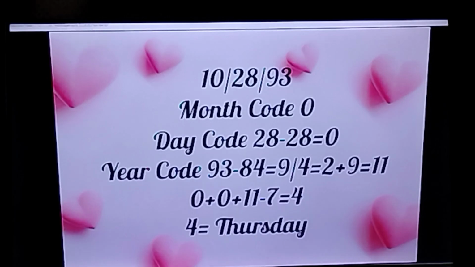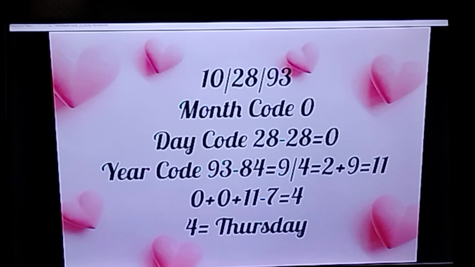Now, what day of the week did October 28th, 1993 fall on? Pause the video, do the math, unpause it, and I'll give you the answer. Okay, if you got Thursday, you got the answer right. The month code for October is 0. Remember I told you there's an O in October. Also in the 10, there's a 0. And of course, 0 and O look the same, so that's one way to remember that October is a 0 code. The day code, we subtract 28 from 28 to get a 0 day code.